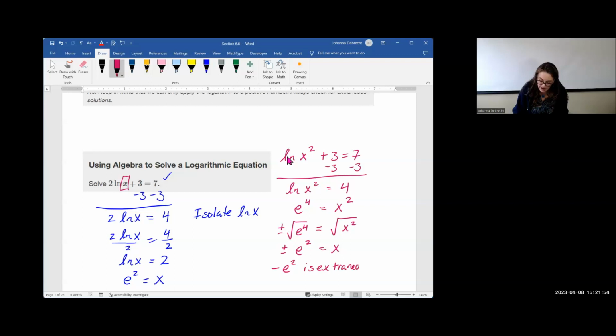It does not actually work. The only solution is e squared. One method never has this happen, the other method introduces a false solution. Basically, squaring things is kind of a risky thing to do.